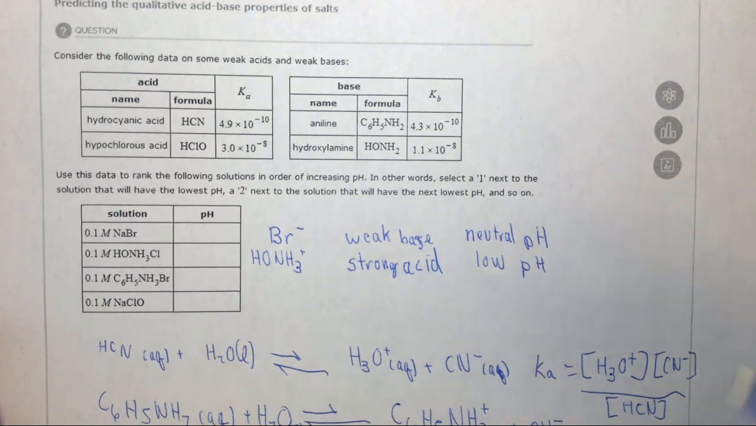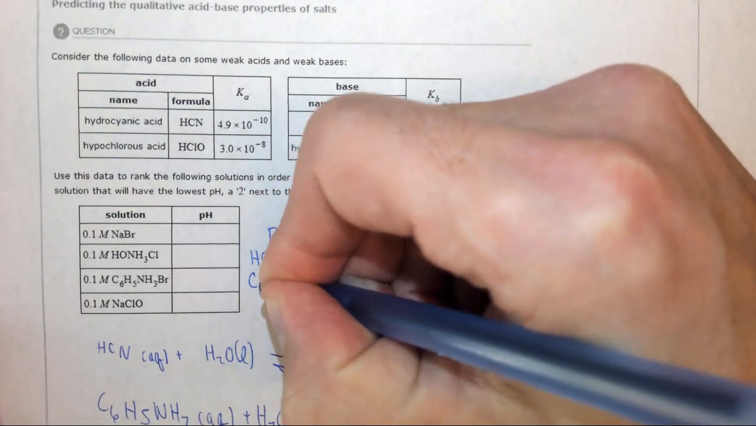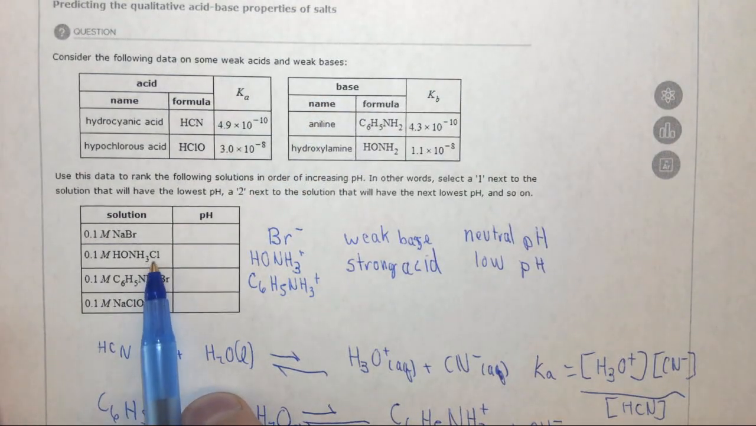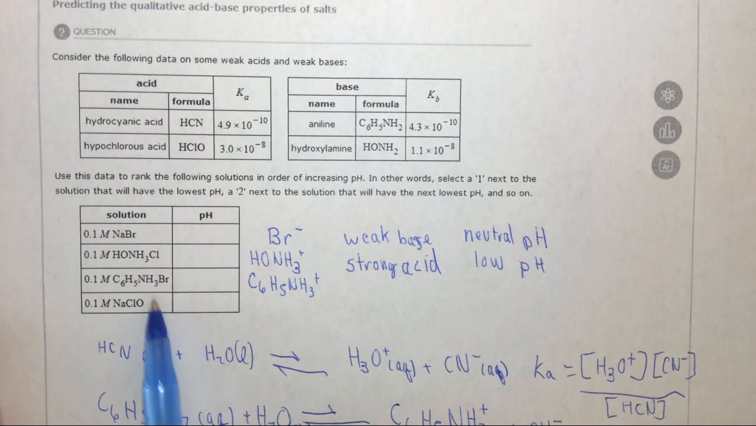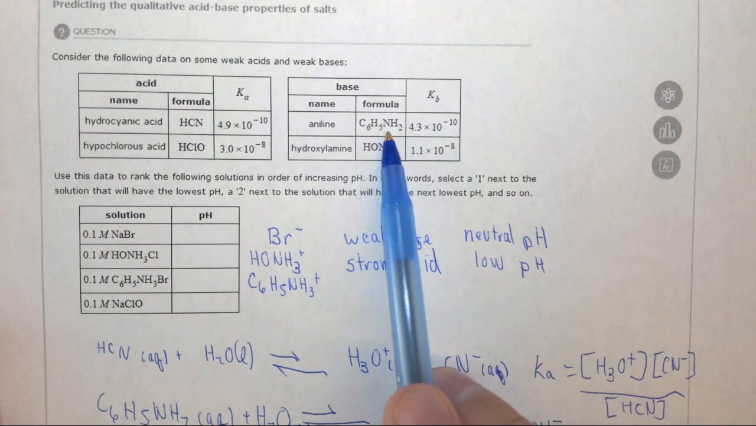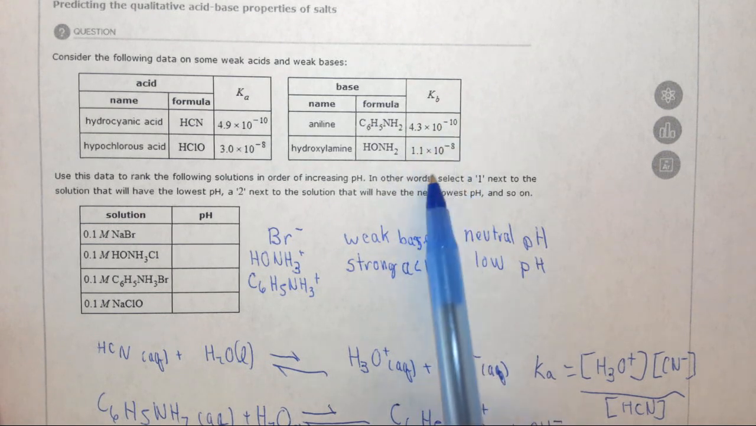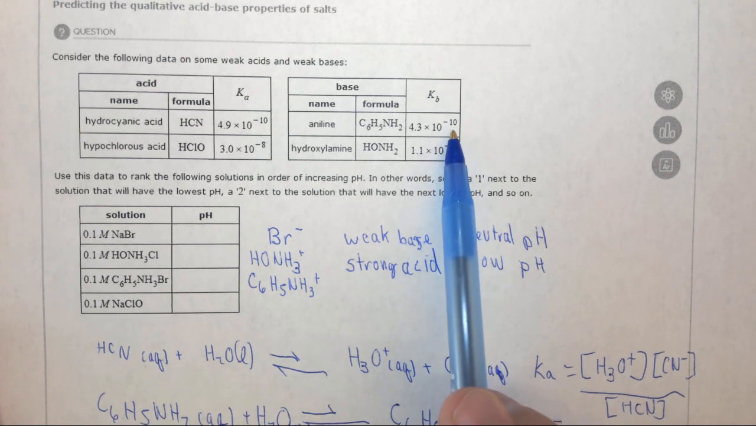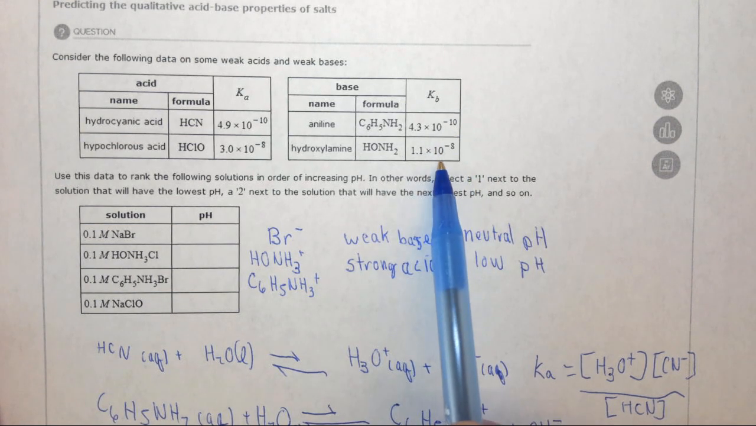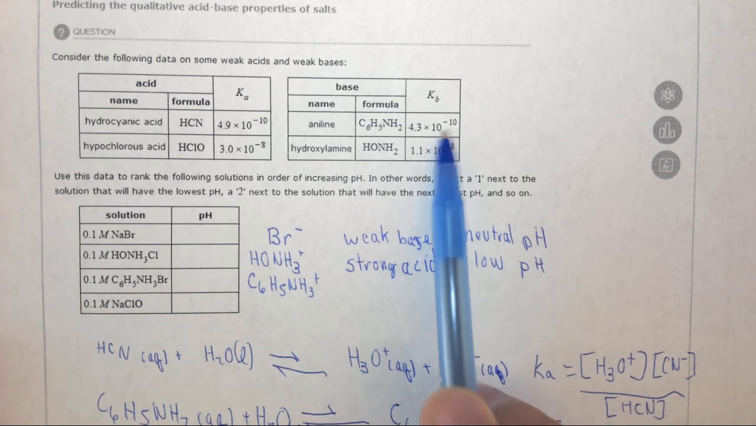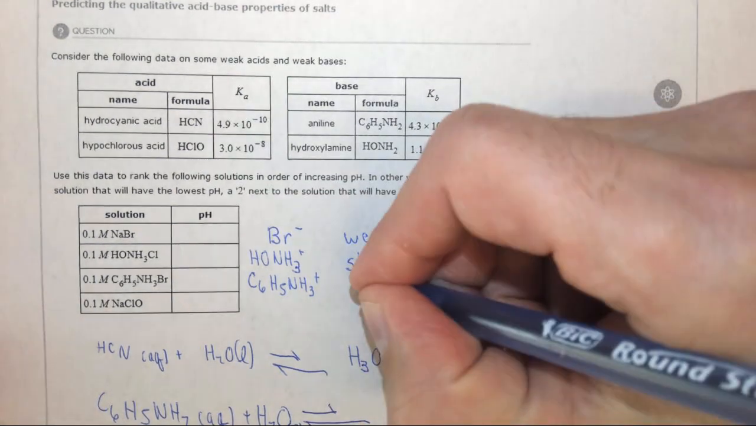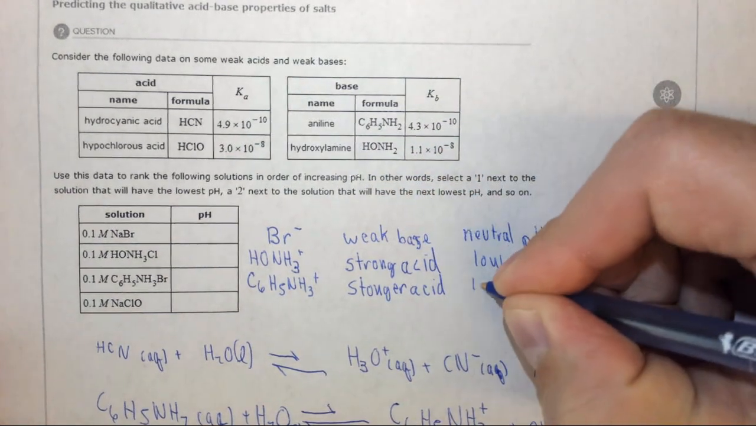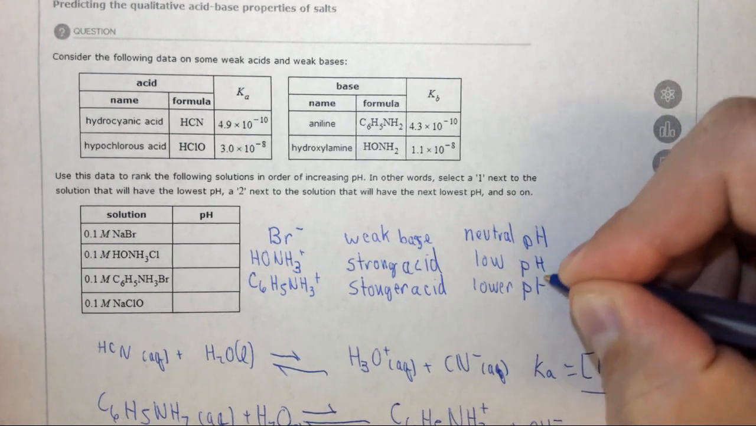Well, what do we have in the next case? We have C6H5NH3+. In the other case, Cl- was the counterion. Here, Br- is the counterion. Well, this is the conjugate acid of an even weaker base, because this is even a weaker base than this. This is a larger number, so it's a stronger base. This is a smaller number, so it's an even weaker base. So this is an even stronger acid. So it has even lower pH.